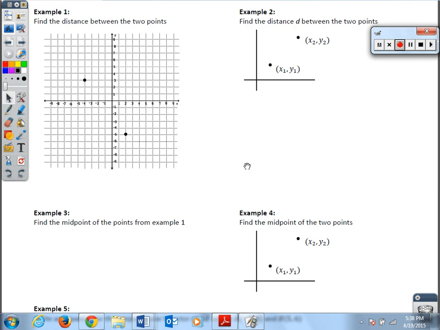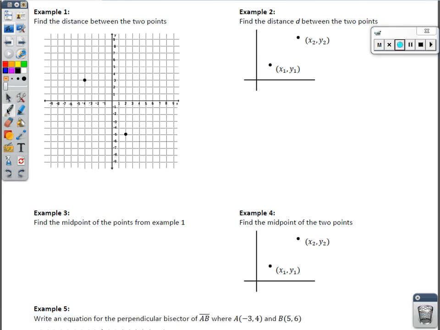This chapter should seem fairly familiar. We're going to be doing a lot of stuff you've seen before, but we're going to be diving a little bit deeper into it. So example 1 says find the distance between the 2 points. So we want to take a line from this point, draw to this point, and we want to know the length of that line. We're looking for the distance between the 2 points.